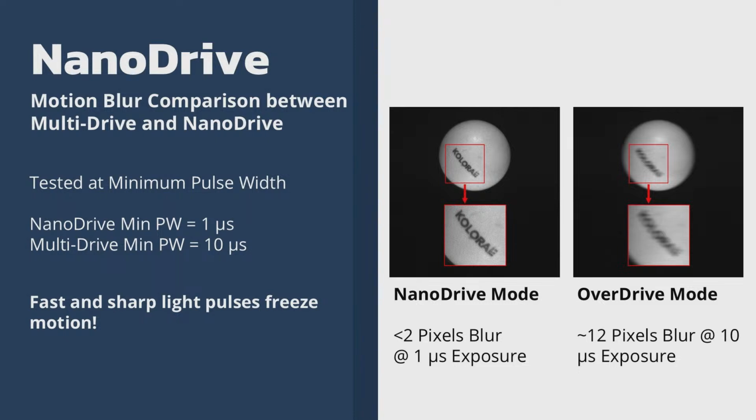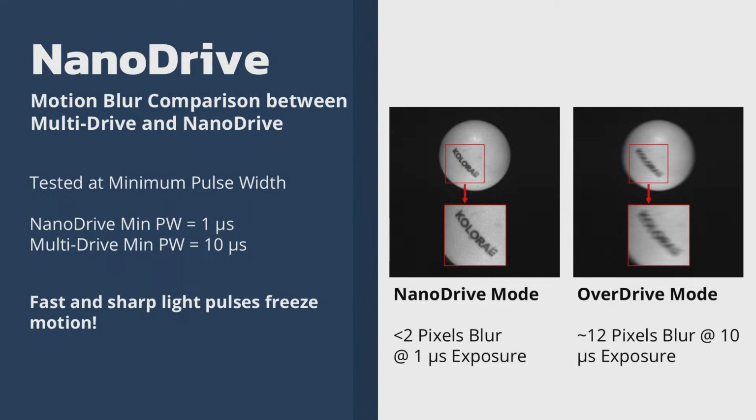That does mean that we had to turn the gain up a little bit and adjust conditions for the 1 microsecond. However, what you can see is despite that, if we look at the motion blur, we have less than 2 pixels of blur in the NanoDrive exposure on the left, yet we have somewhere around 12 pixels of motion blur at the 10 microsecond minimum on the image on the right.